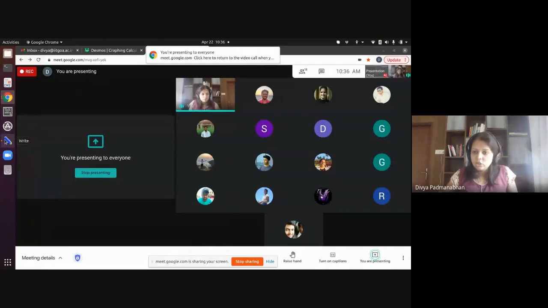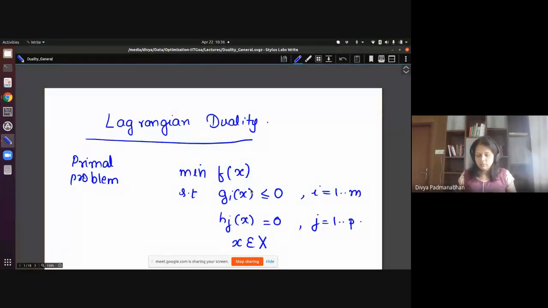Okay, so the screen is shared, right? You're able to see the screen? Yes? No? Yes? Okay, cool.